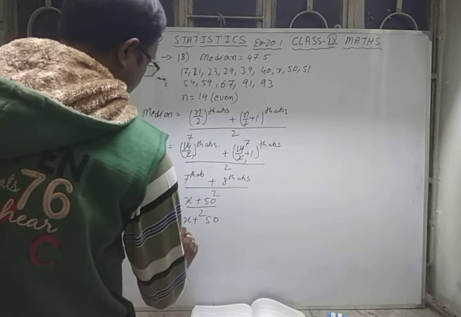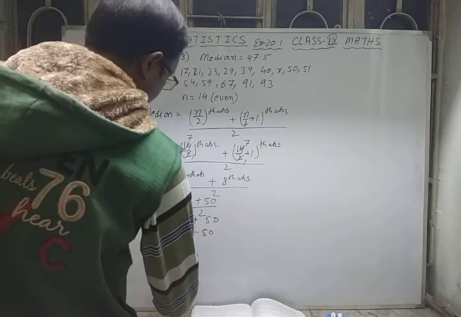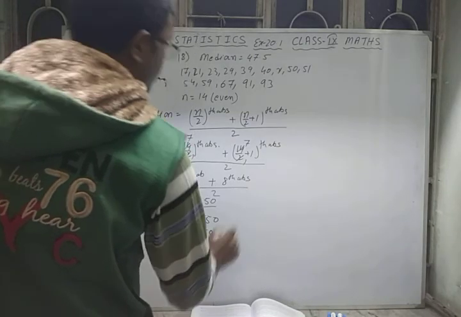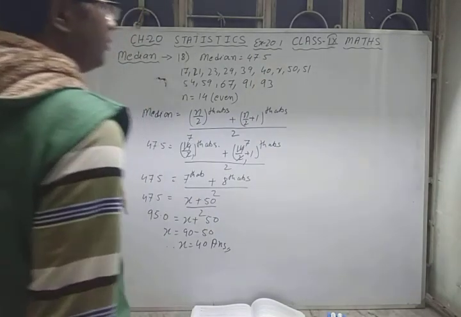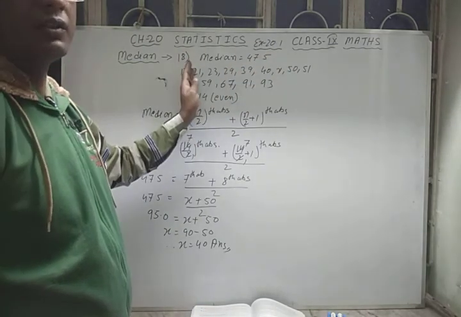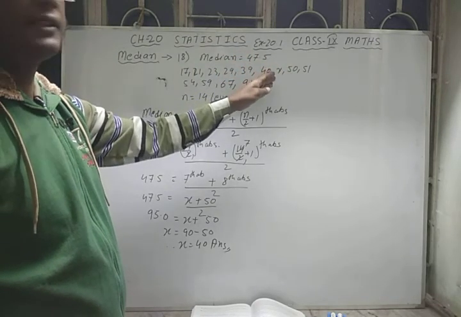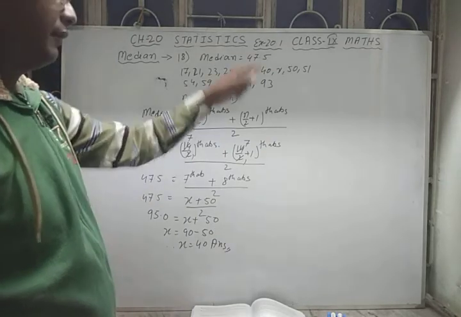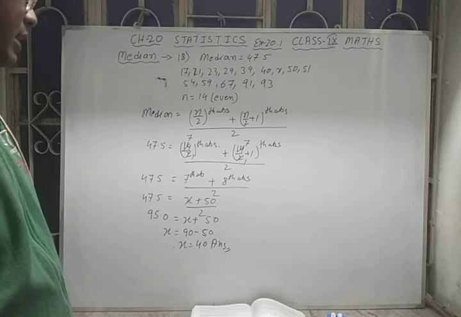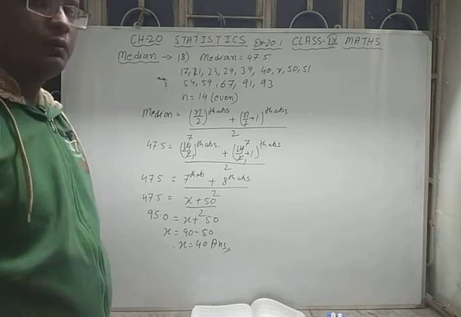So here x equals 95 minus 50. Therefore x equals 45. So the value of x is 45. Okay, it cannot be more than 50 because the observations are already in ascending order, so the value will always be less than 50. So in this way you have to find the median of ungrouped data.